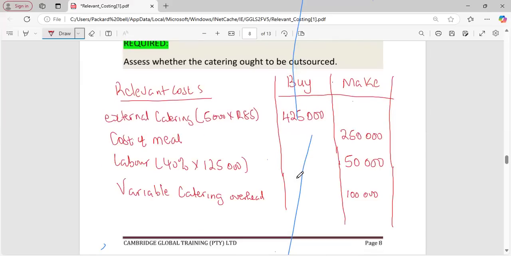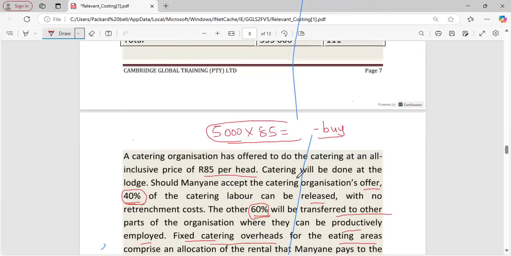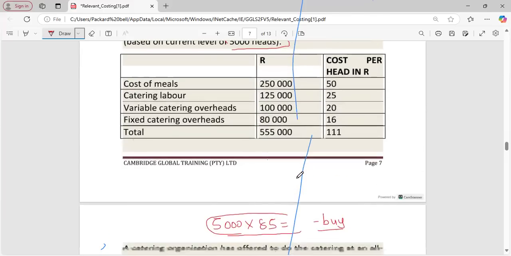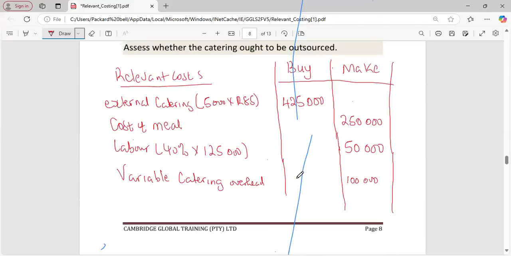So what else do we have? Do we have anything relevant here? I think that's all. So let's check now the total relevant cost.